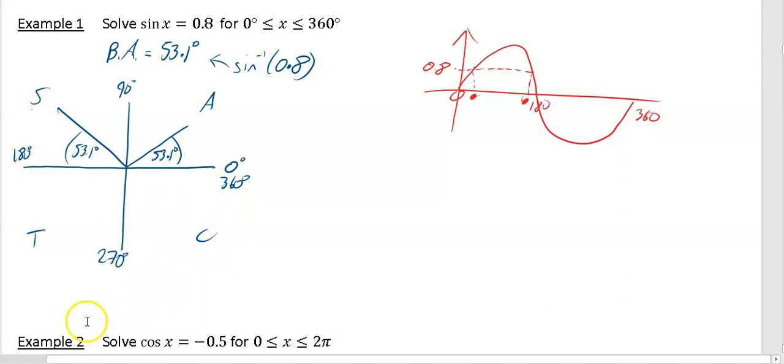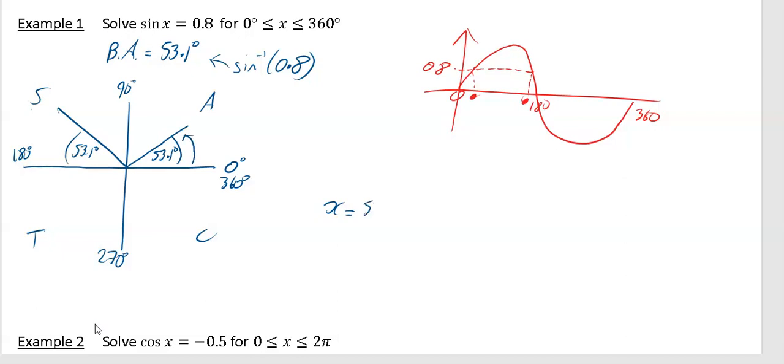Okay, how we actually use our CAST diagram. We're just going to say x equals, so this is our solution. And we're going from 0. So the first angle I come to is 53.1 degrees.